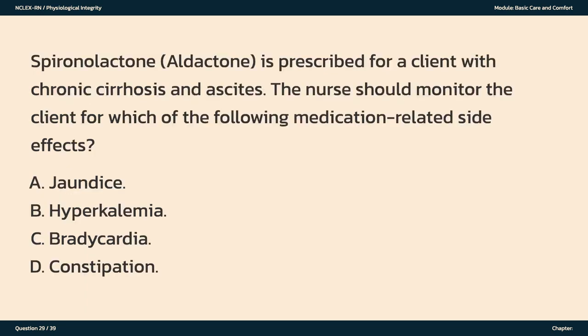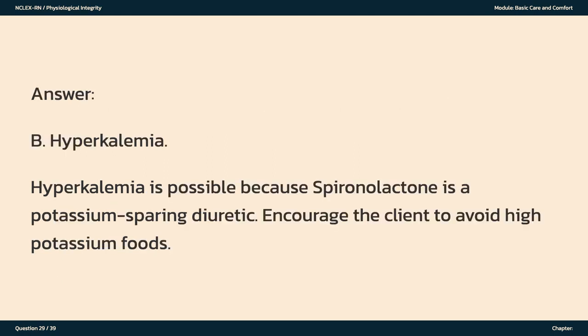Spironolactone, Aldactone, is prescribed for a client with chronic cirrhosis and ascites. The nurse should monitor the client for which of the following medication-related side effects? A. Jaundice. B. Hyperkalemia. C. Bradycardia. D. Constipation. The answer is B. Hyperkalemia. Hyperkalemia is possible because spironolactone is a potassium-sparing diuretic. Encourage the client to avoid high-potassium foods.